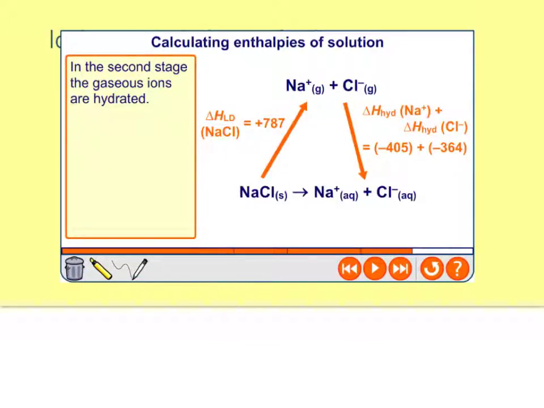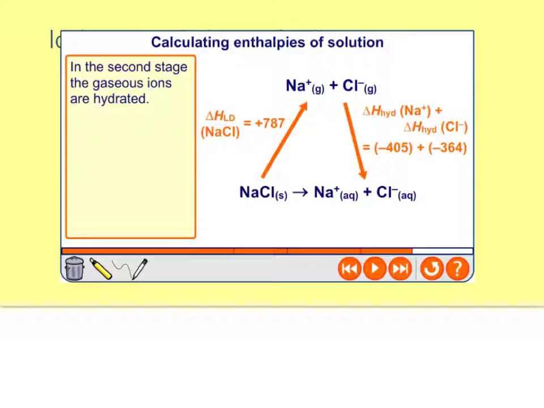So here we go. They've drawn their triangle the opposite way up. So what they've said is that here's your lattice enthalpy. They've actually shown lattice dissociation enthalpy, that's LD, rather than lattice enthalpy of formation. Obviously they're equal and opposite. So that's what they've given there.